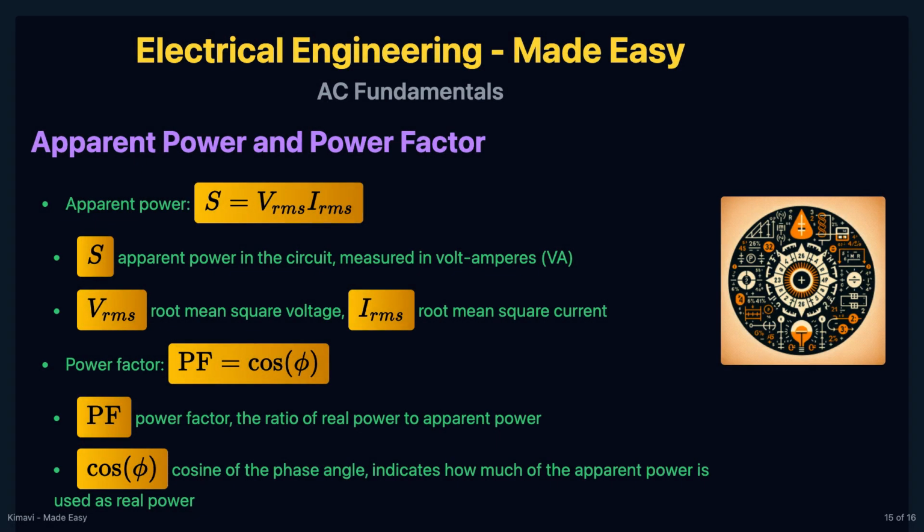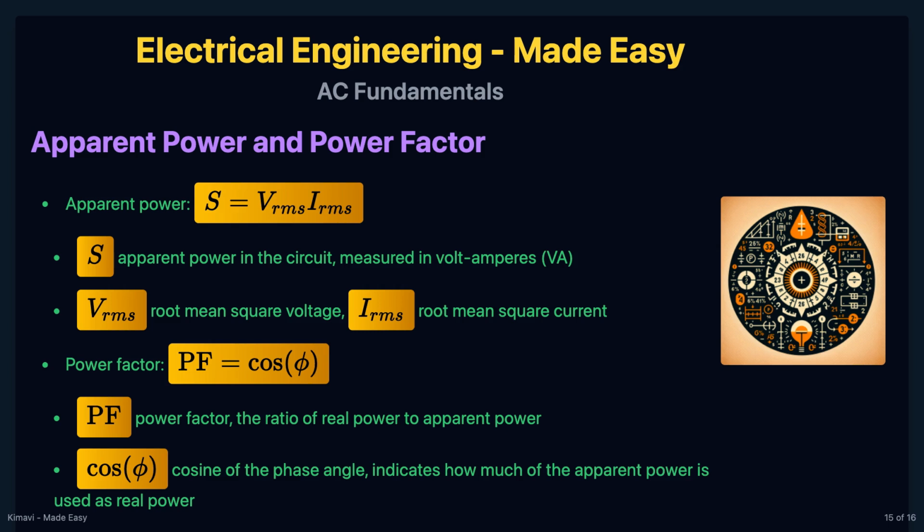In AC circuits, two key concepts to understand are apparent power and power factor. Apparent power, denoted by S, is calculated as the product of the root mean square voltage and the root mean square current, using the formula S equals VRMS times IRMS. Apparent power is measured in volt-amperes, or VA, and represents the total power that flows through the circuit, including both the power that does real work and the reactive power that does not.